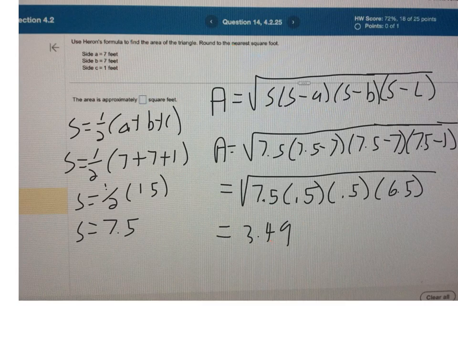So this is Heron's formula, which has been used since ancient times for finding the area of a triangle given the lengths of the three sides of a triangle.